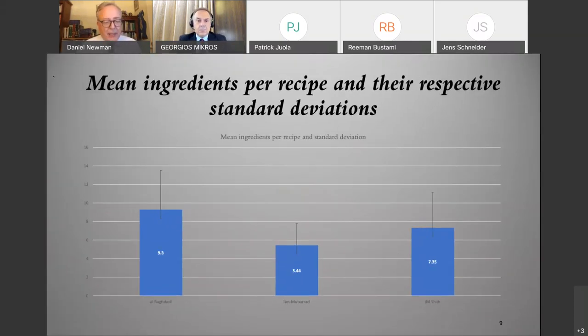Medieval Arab cuisine was marked by complexity and richness, both in ingredients and in preparation methods. And this is clearly shown in this slide.